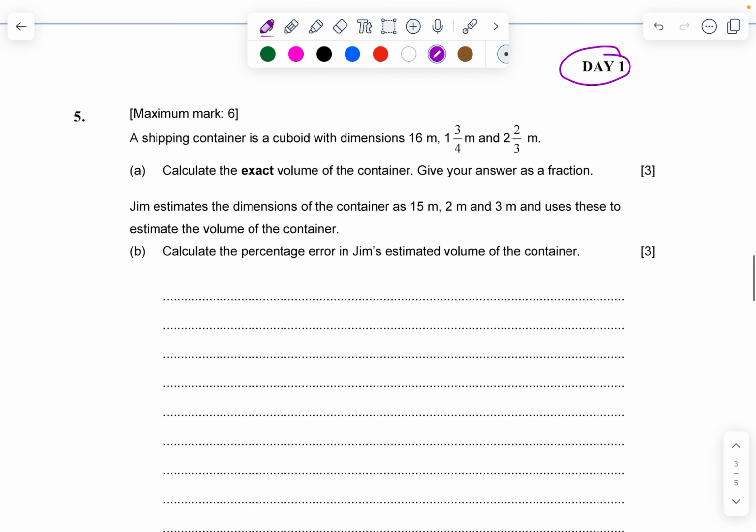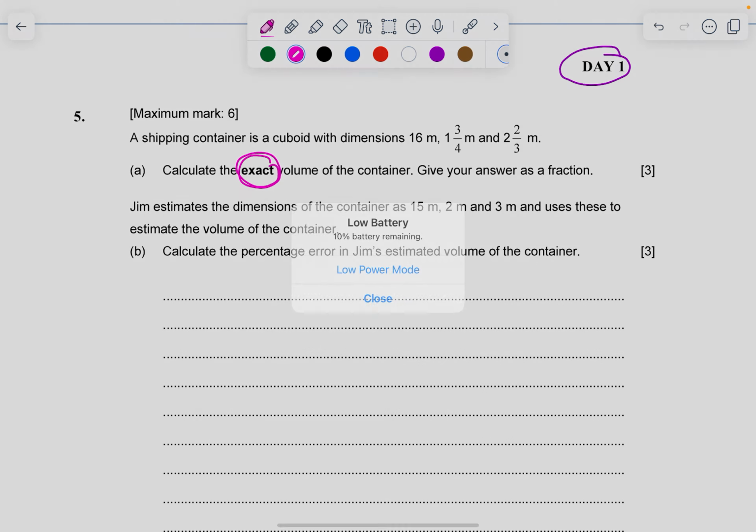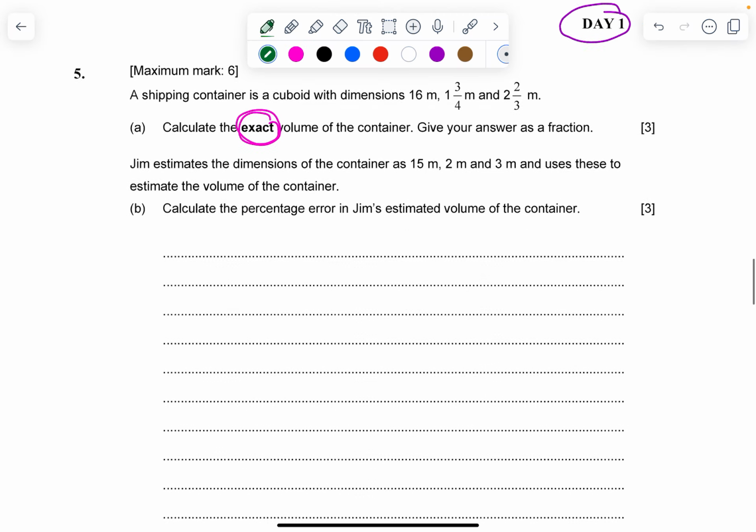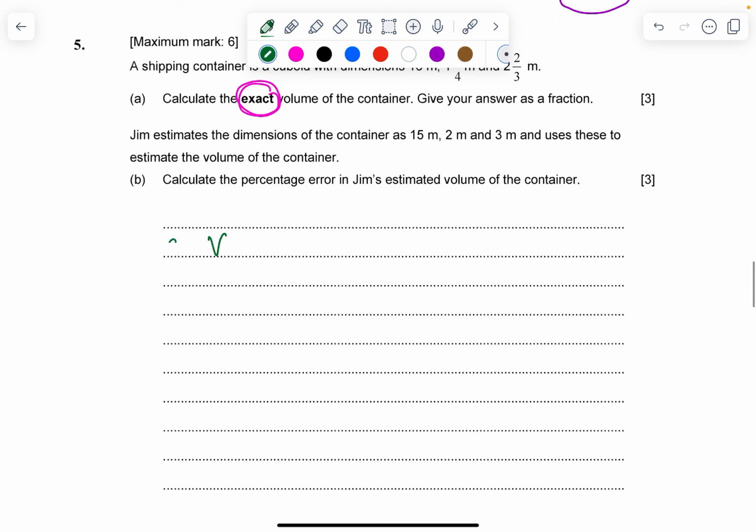the question number 5. A ship container is a cuboid with dimensions 16 meters, 1 1 upon 3, 1 3 upon 4 meters, 2 2 upon 3 meters. Calculate the exact volume. So read the question over here. He's asking us to find out the exact volume. So volume equals to nothing but what? Length times width times height. So length is 16 and 1 3 upon 4 times 2 2 upon 3.